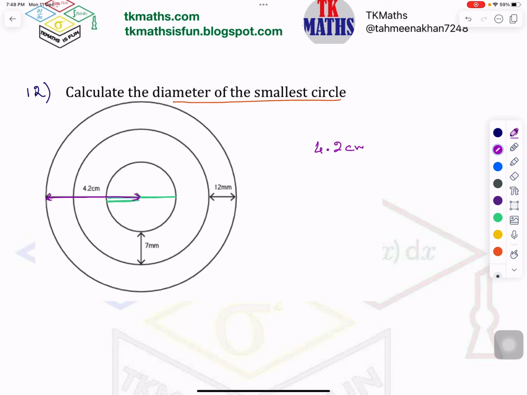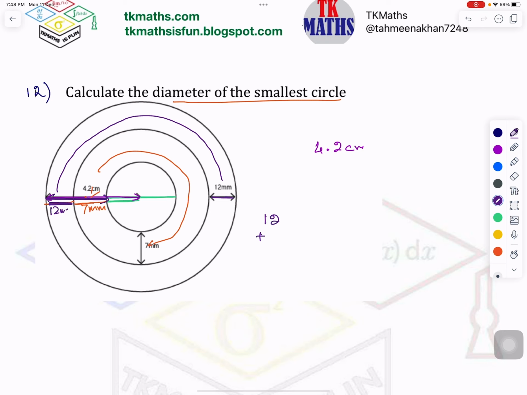So from this whole, if I can minus this part and this part, do I know this part? Let's see in this circle. Yes, I know it is 7 millimeter. Oh, unit is not the same? No worries, we will change it. Now what is this part equal to? If you go around and see here, it is given here 12 millimeter. So basically you already know this entire length from here till here. It is 12 plus 7, which is what? 19 millimeter. And the whole thing given to you from here till here is 4.2 centimeter.